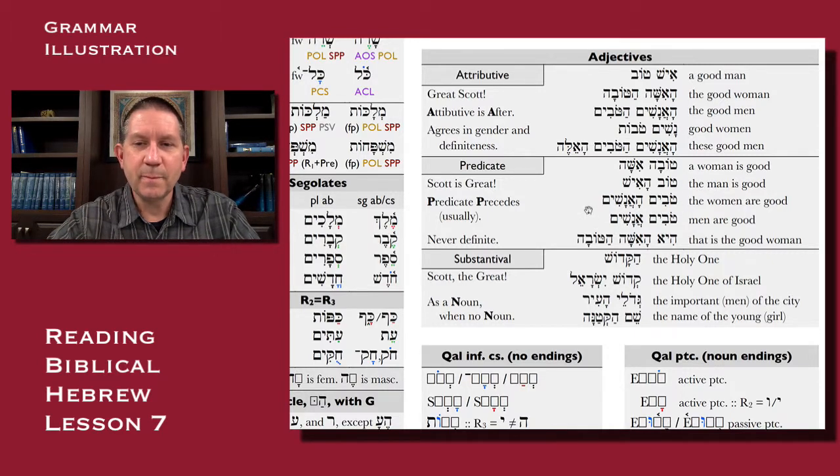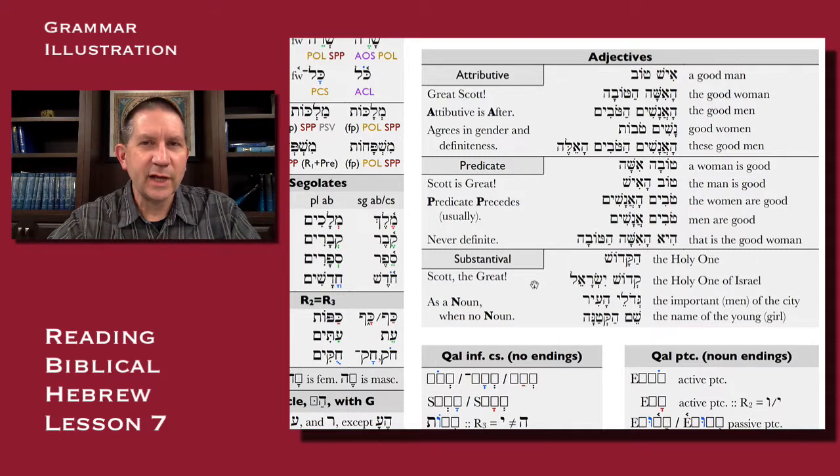Tovim ha'anashim, so we have good ones, the men, and over here, unfortunately, we do have a typo. This is the men are good. Tovim anashim, no article, men are good. And here we are using the third person pronoun as a demonstrative. So he, which is in predicate position, ha'isha ha'tova. So we could say she is the woman, the good one, or that is the woman, the good one. That is the good woman.